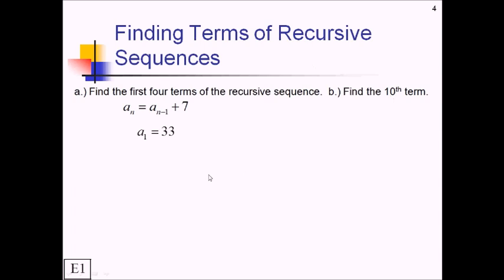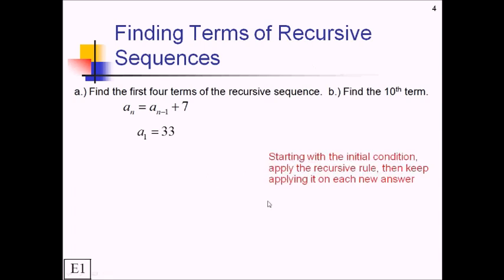Alright, let's see how you did on part 1. So for using a recursive sequence, you just have to start with your initial condition and apply the recursive rule, and then just keep doing it on each new answer. So for example, to find the second term, we have to take term 1, that would be a_(2-1), and add 7 to it. So 33 plus 7 gives us 40.